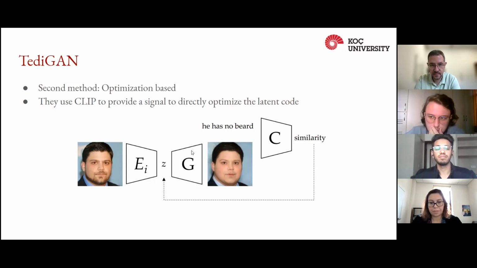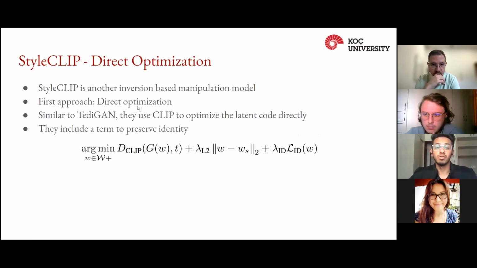Then there is another one. StyleCLIP is also another paper that uses the CLIP model as its backbone as well. It is also an inversion-based model. So it has two approaches like the StyleGAN model. The first approach is a direct optimization.